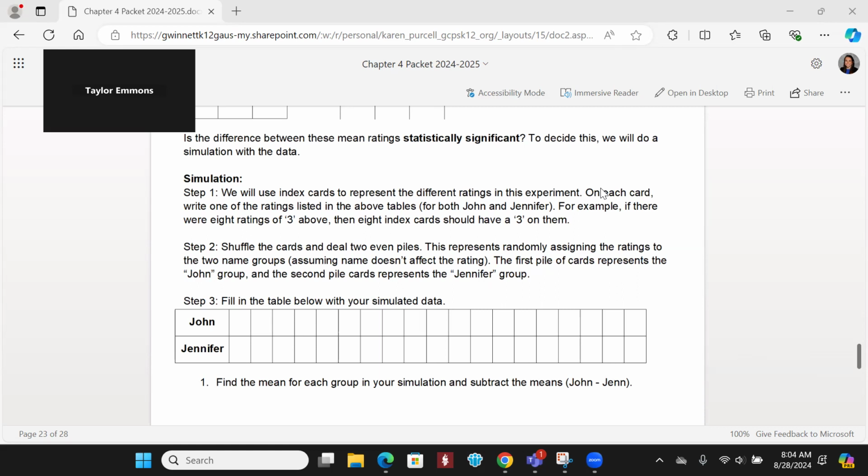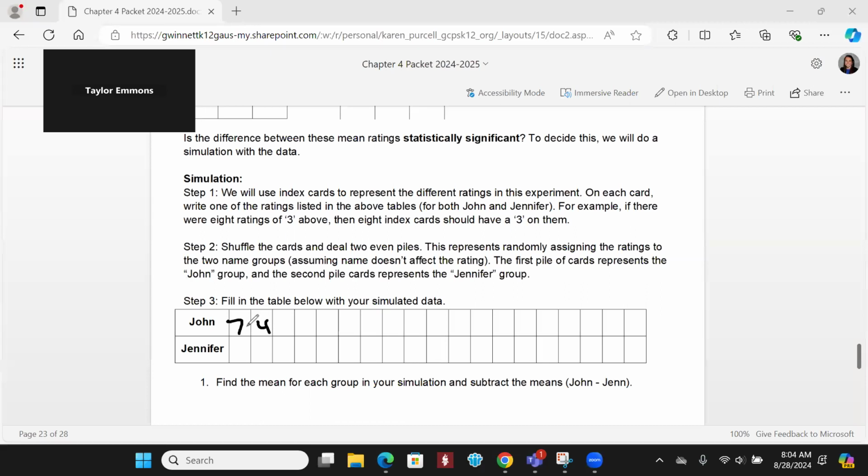Again, this is what we would do if y'all actually gave me good data. Because y'all literally all put 5s, I already got it filled out. It's fine. Okay, so we're gonna fill in the table.